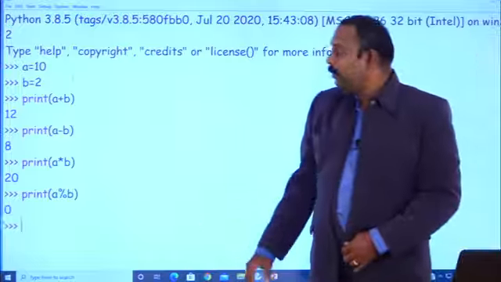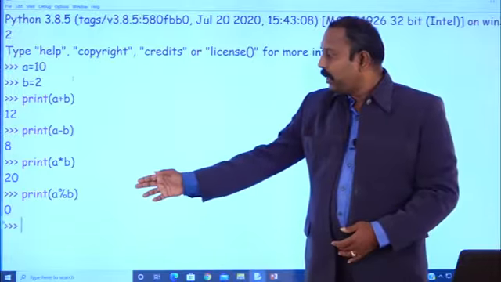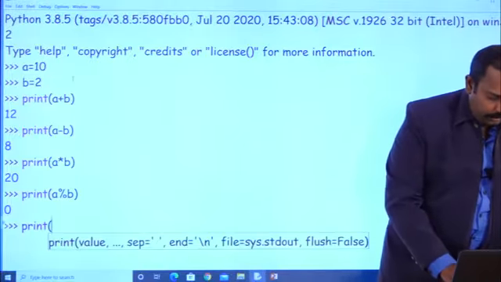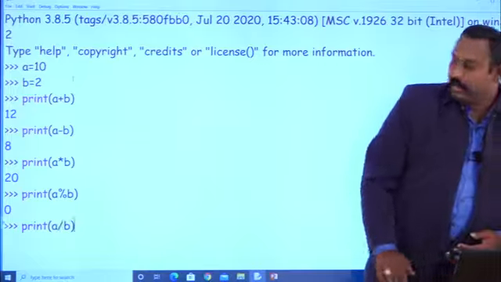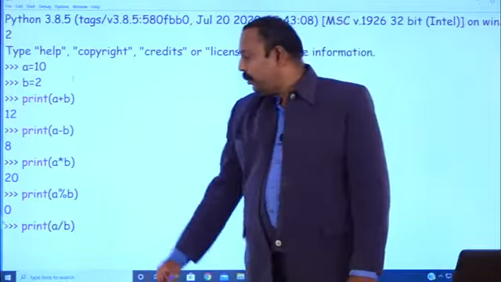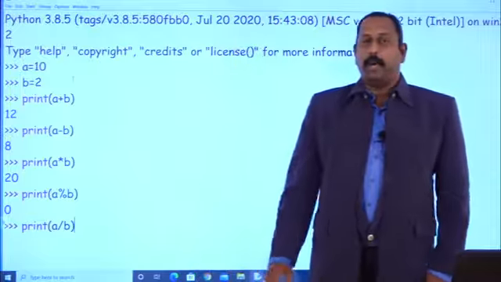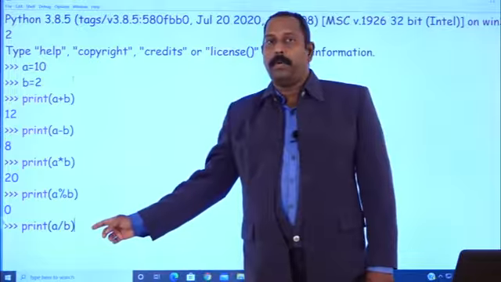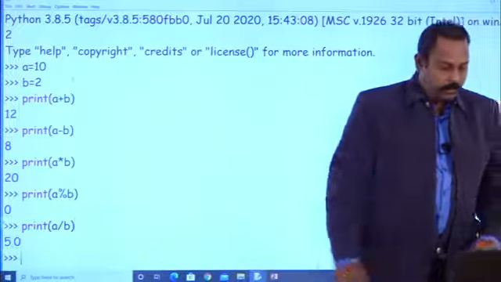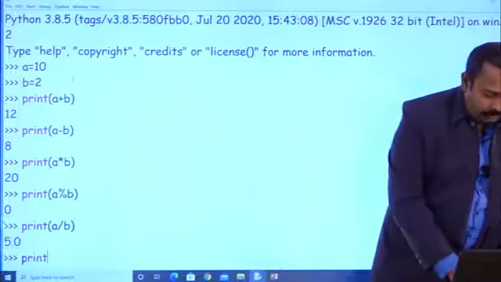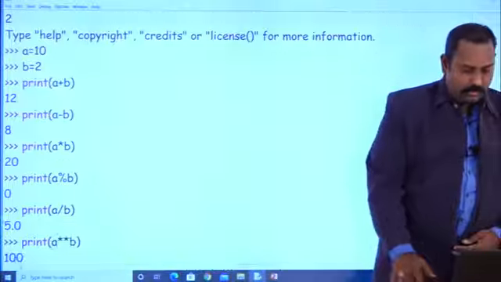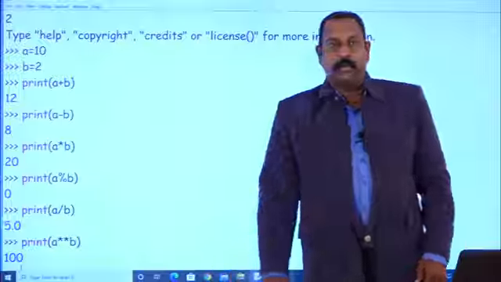So, remainder value 5, 2 5s are 10, remainder value 0. Suppose print A divided by B. The division operator, 10 by 2, will actually give the value 5, but the division operator always gives the output as a floating point value, so we get 5.0. Suppose print A double star B. What is the value you will get? 100.